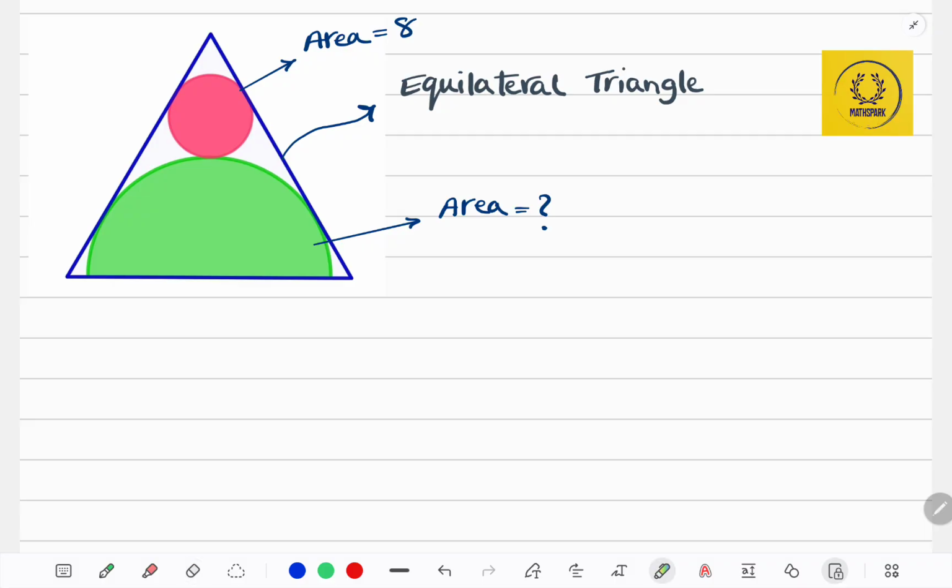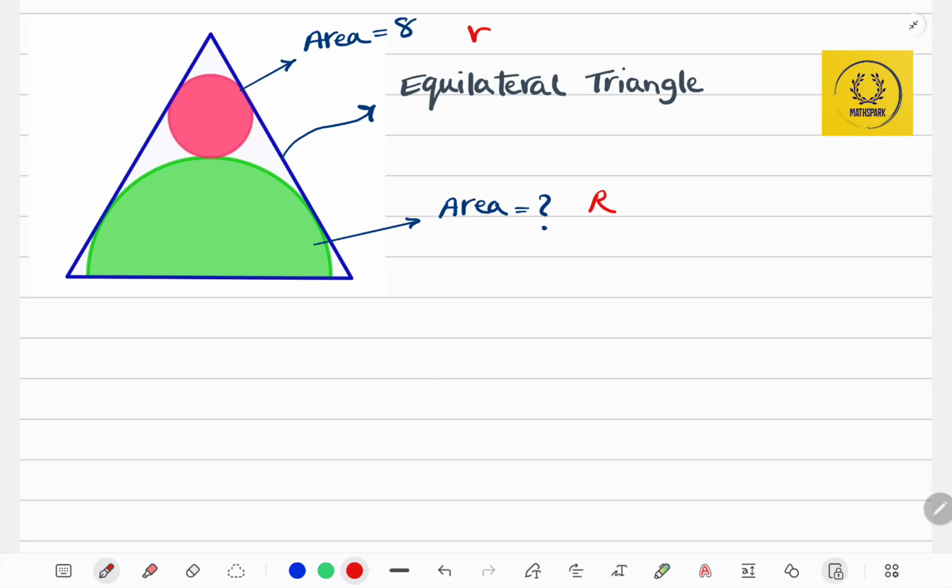Let's dive in. As you can see, the area of this red circle is 8, and we have this equilateral triangle, and we are looking for the area of this green semicircle. The first thing that I'm gonna do is to call the radius of this small circle lowercase r and the radius of the big one uppercase R.